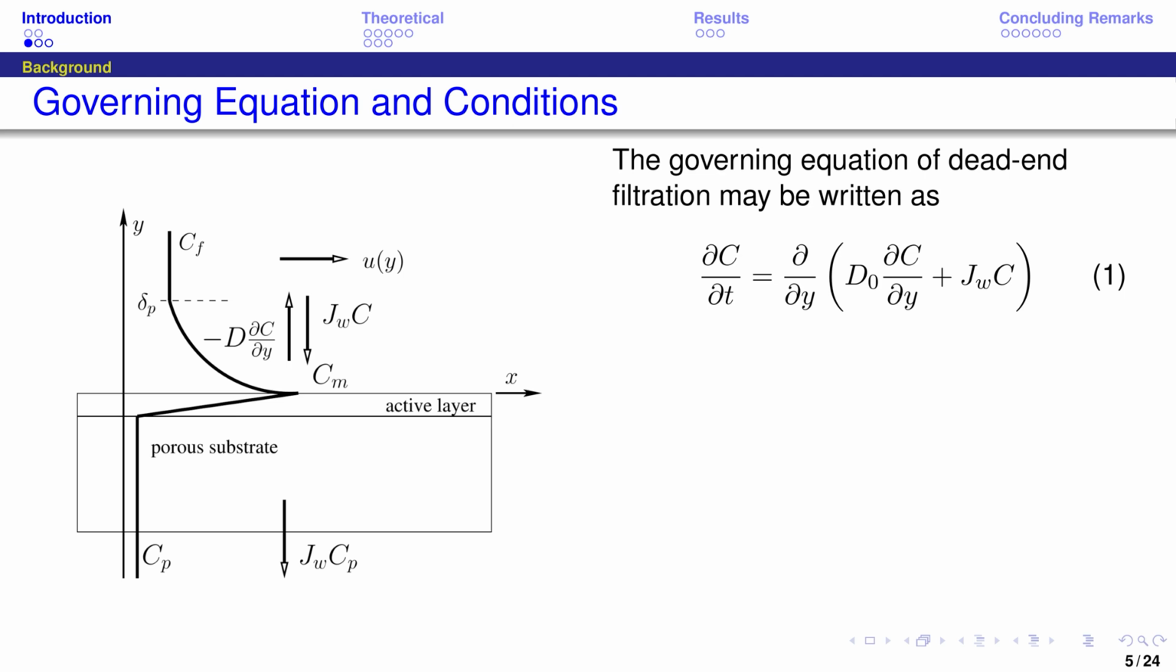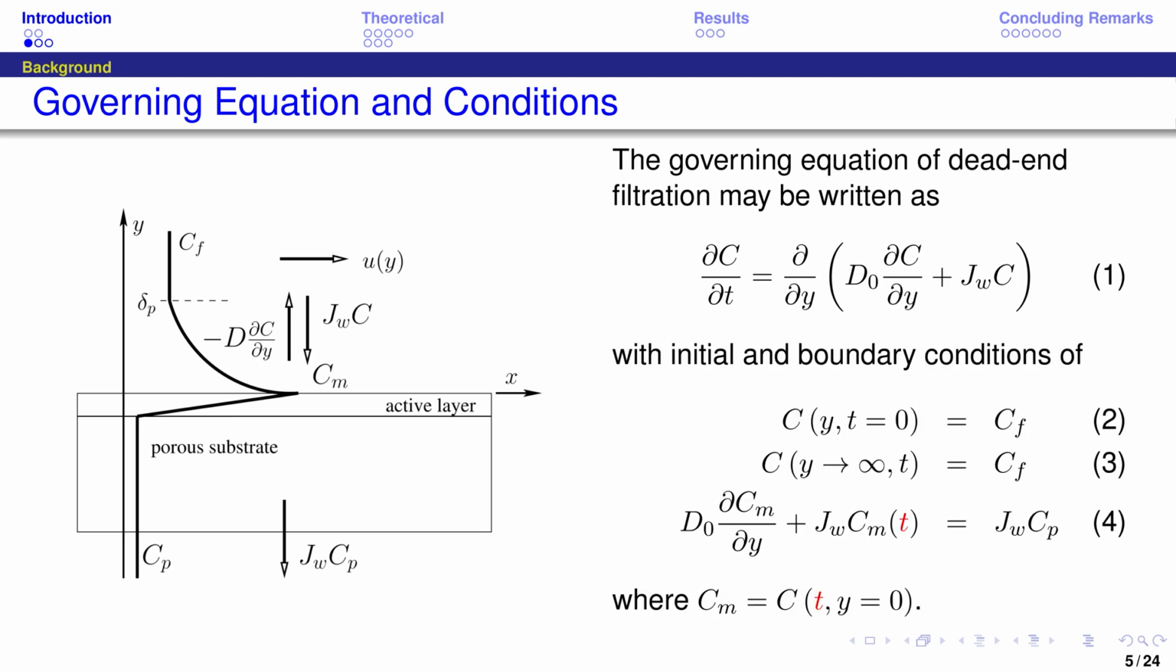The governing equation for the dead-end filtration is given as equation 1. Initially, the solute concentration is assumed to be uniform, equal to the feed concentration. The far-field boundary condition of equation 3 indicates that the solute concentration is equal to the feed concentration away from the membrane surface. Equation 4 is called a mixed or Robin boundary condition because concentration and its derivative are included in the boundary condition equation. I followed the conventional notation to write that the solute concentration on the membrane surface is denoted as C sub m.